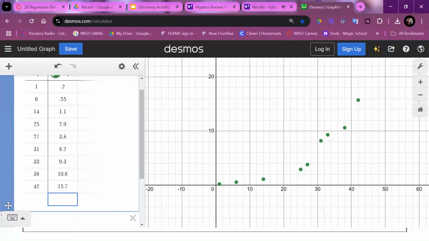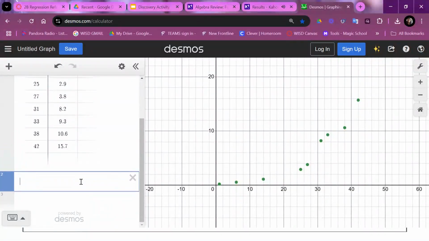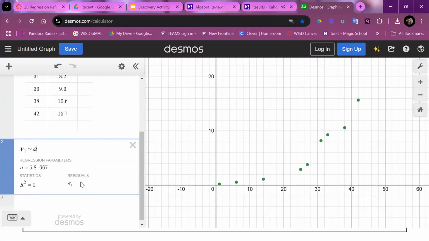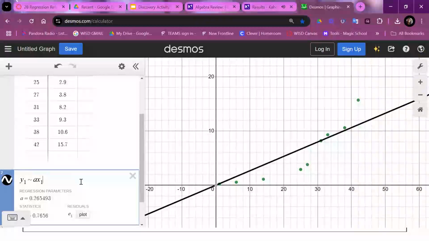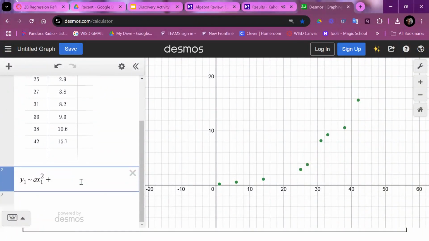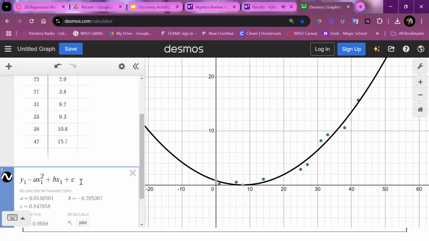Now I'm going to find the regression models. So I'm going to start off with quadratic. I'm going to go here in Y2, and I'm going to type in for quadratic. That's Y1 tilde AX1 shift 6 to square plus BX1 plus C.